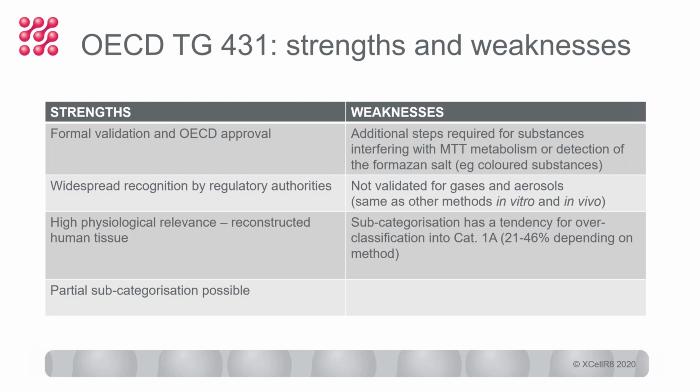Also to keep in mind that the subcategorization aspect does have a tendency to overclassify into category 1A, and the IATA states that that was varying between 21 to 46%, depending on which skin model was used. So check out the IATA for more information on that. On the one hand, it's a good thing because it's erring on the side of caution. It's actually defaulting to 1A, which is the more aggressive corrosive category, so it's erring on the side of safety. But that can still be an issue if it's over classifying in terms of labelling and packaging, etc.